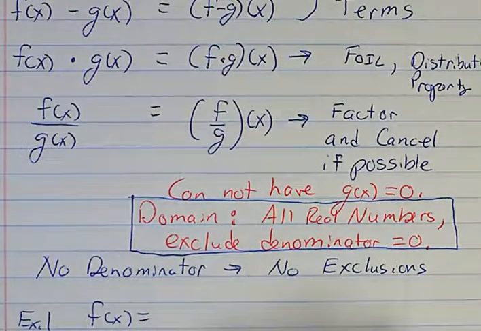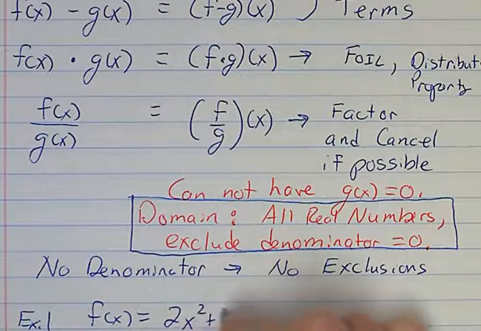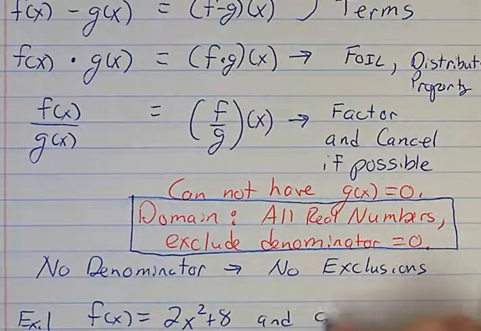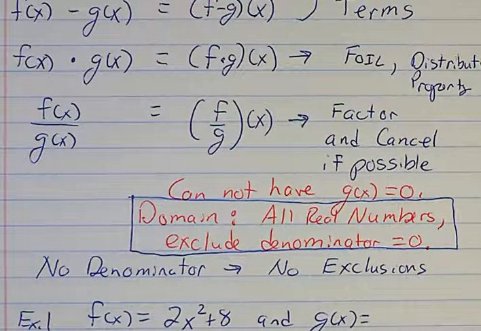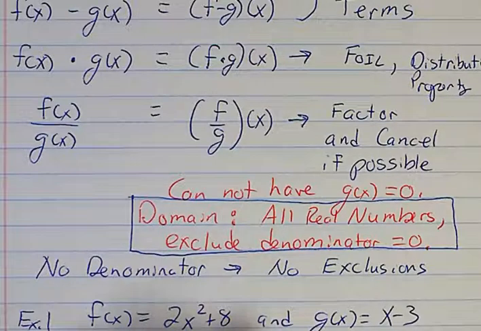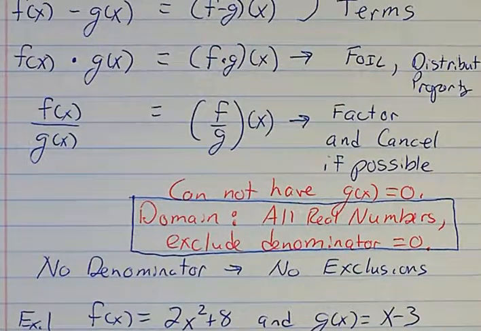So let's say that f of x is 2x squared plus 8, and g of x is x minus 3. So we're going to go through and find all the different things from this. So the very first thing is we're going to do f of x plus g of x. Well, we're just going to take the first function, 2x squared plus 8, and then add that to x minus 3.